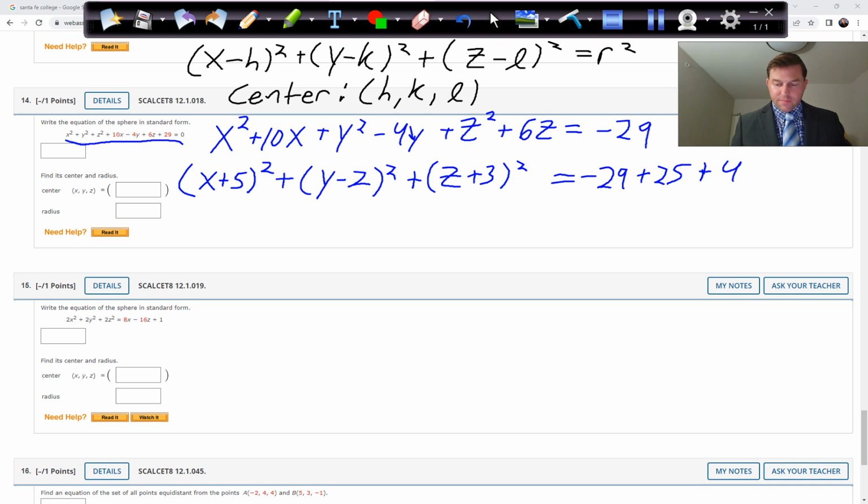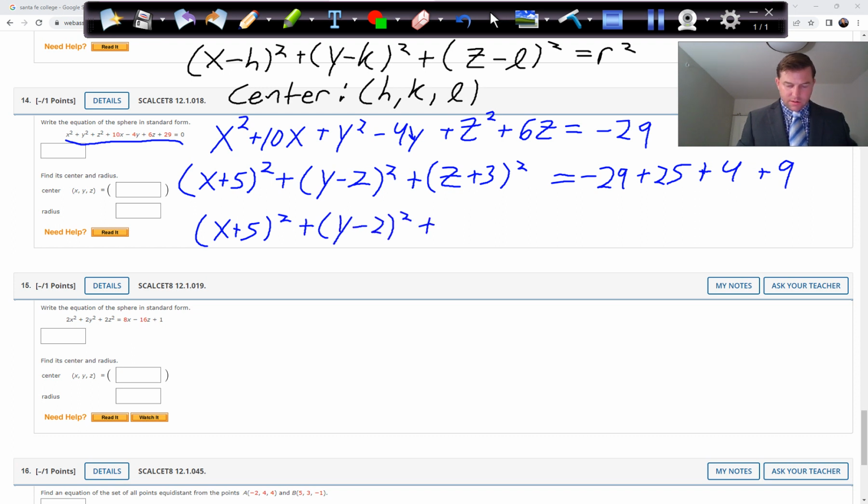Half of 6 is 3. If you FOIL that out, you'll get z squared plus 6z plus 9. So I have to add this 9 over here. And so we're going to get (x plus 5) squared, (y minus 2) squared, (z plus 3) squared equals, let's see here, this is minus 29 plus 29, so those are going to cancel, plus 9, which we're going to call 3 squared.